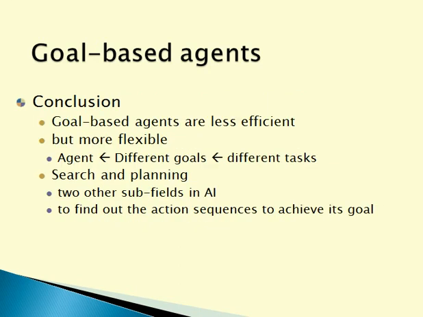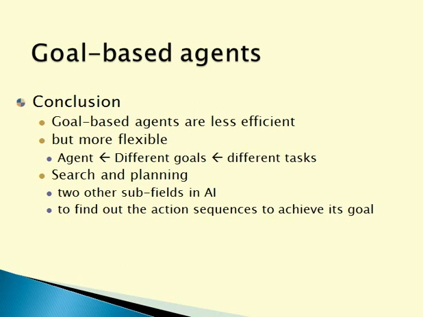Conclusion for goal based agents. Goal based agents are less efficient but more flexible. Agents have different goals, different tasks. Search and planning are 2 subfields in AI to find out the action sequences to achieve the agent's goal.